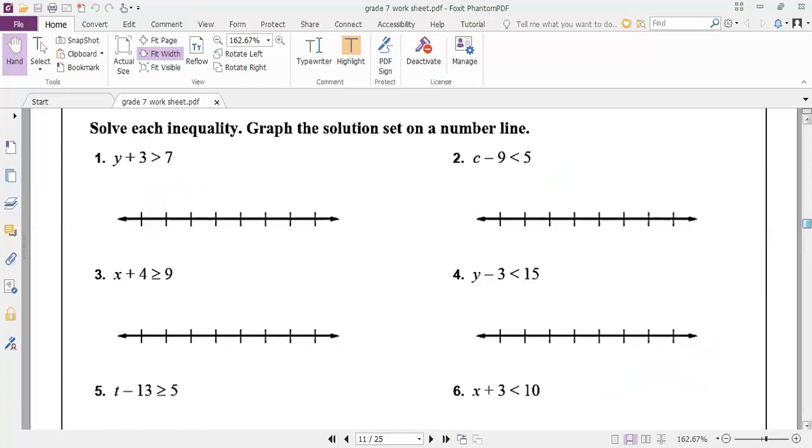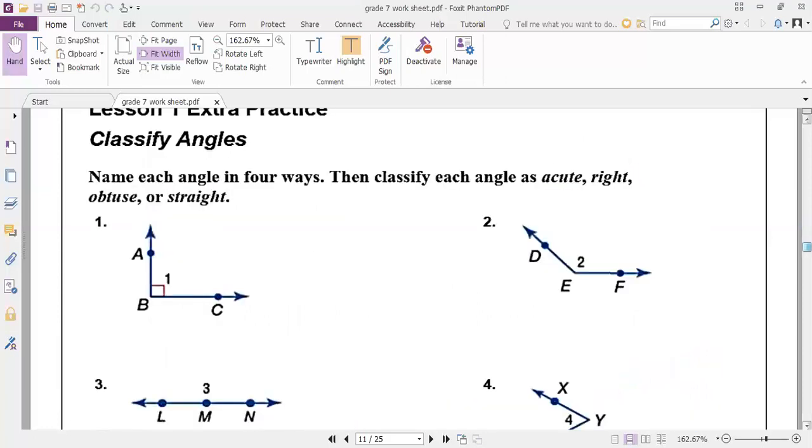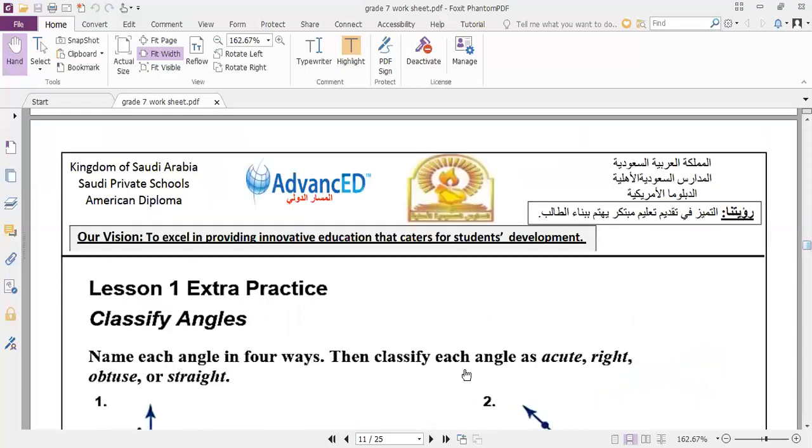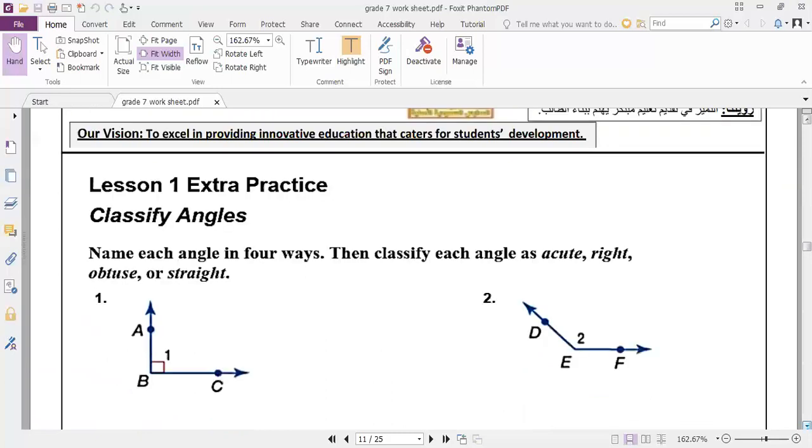So remember with me, what are the types of angles? How many types of angles do we have? According to the title, we have acute angle, this is number 1, right angle, this is number 2, obtuse angle, this is number 3, and straight angle, this is number 4. In grade 7, we study four types of angles. What are the four types again, Saleh? Remember with me: acute angle, right angle, obtuse angle, and straight angle.